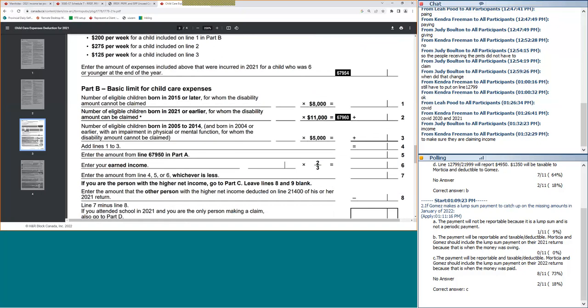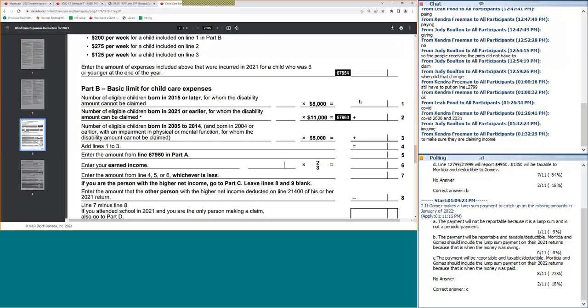Limit number two is this section, which is total up the amount per child. So if you only have one child who falls into the category of born between 2005 and 2014, or born in 2004 or earlier with an impairment in mental function for whom they can't claim the disability, so that's an infirm child over 16 or a child between the ages of sort of 7 and 16, you get $5,000 per child. If they were born in 2020 or earlier and they have a disability, you get $11,000 per child. And if they don't have a disability, but they're born and they're 6 or under, you get $8,000 per child. That's the next maximum limit.